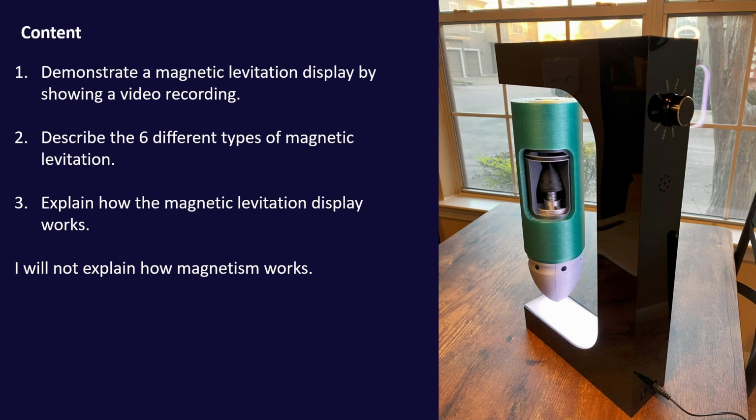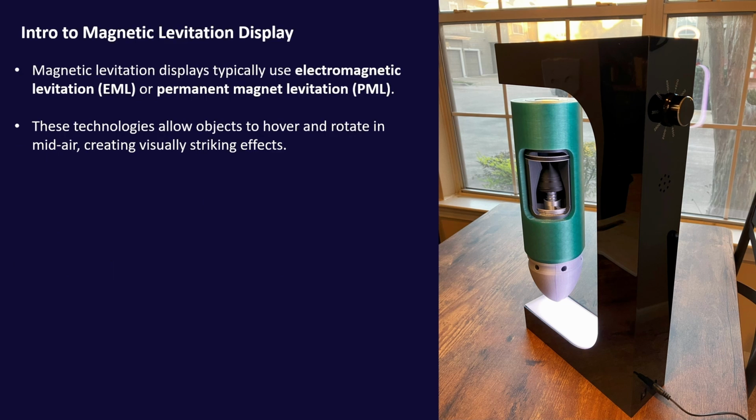But there are a lot of resources online and a lot of really good videos on YouTube if you want to look more into that. So a magnetic levitation display typically uses electromagnetic levitation, EML, or permanent magnet levitation, PML. And these technologies allow objects to hover and rotate in mid-air, creating something that's very visually striking.